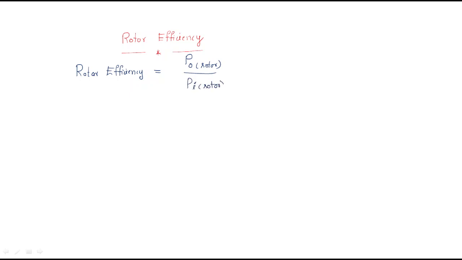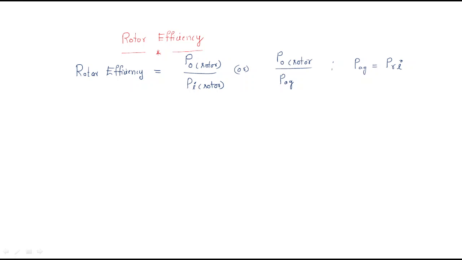Rotor output by rotor input. What is rotor input? Generally, we can write it as the output of the rotor by the air gap power, because the air gap power and the rotor input are both the same.